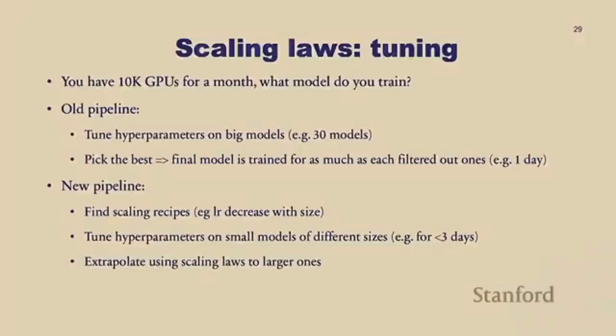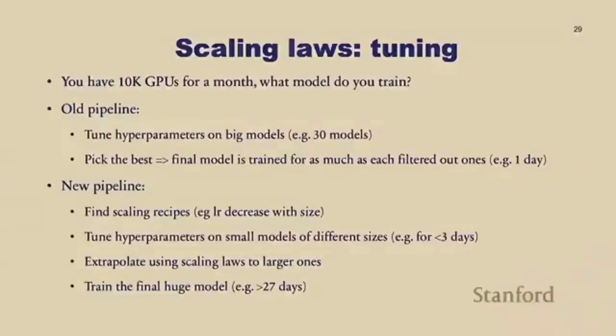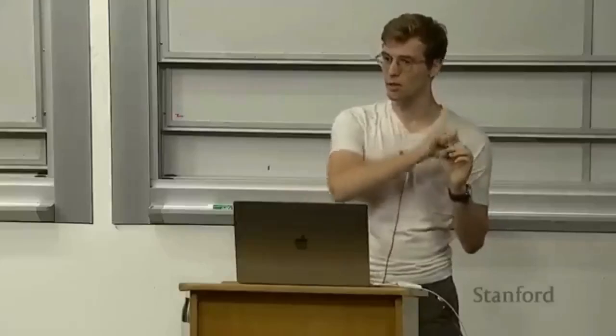Then I will fit a scaling law and try to extrapolate from these smaller models which one will be the best if I train it for much longer, if I train it for a larger model. And then I will train the final huge model for 27 days instead of just 1 day. So the new pipeline is not to train things or do hyperparameter tuning on the real scale of the model that you're going to use in practice, but to do things on smaller ones at different scales, and try to predict how well they will perform once you make them bigger.